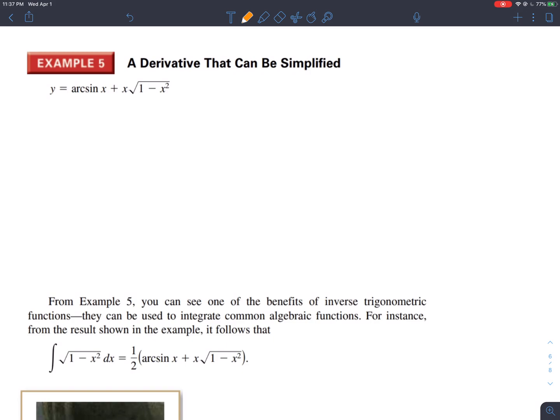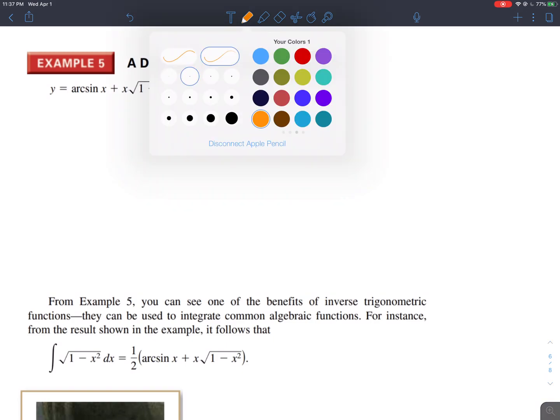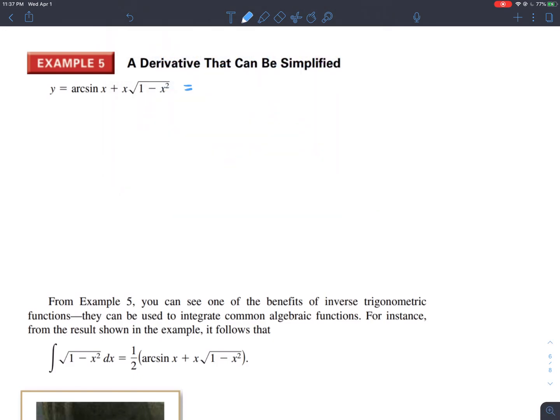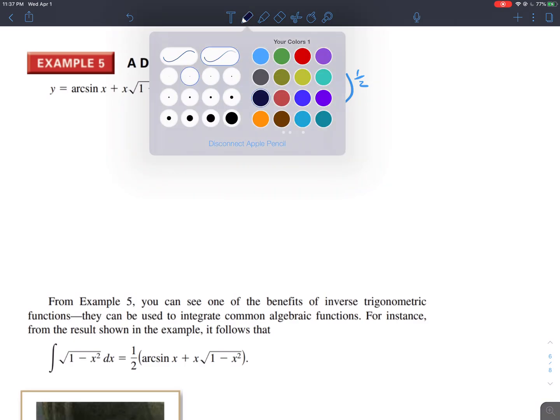So before I do that, actually, I don't like this arc sine way of writing it. So I'm going to rewrite it. Inverse sine of x plus, and then I'm going to take this other one and say it's 1 minus x squared to the 1/2 power. Now that is what I'm going to differentiate, all right?